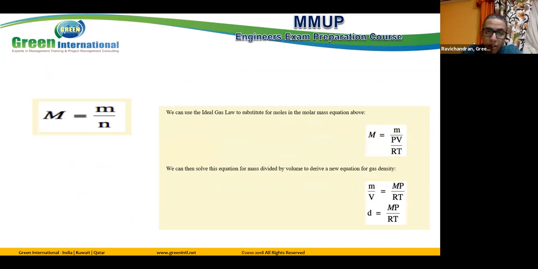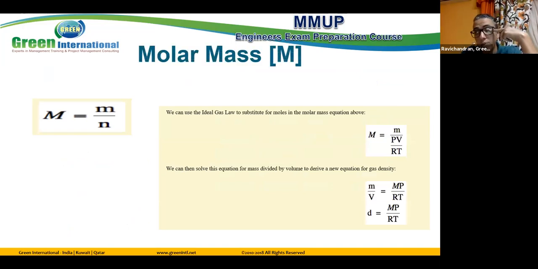We have something called molecular mass. Molecular mass M, capital M, is equal to small m, which is mass, in kilogram or gram, divided by the number of moles, which is kilomole or mole. This is the molar mass. The molar mass here is the factor that changes the normal or general one, PV equals nRT, to PV equals mRT.